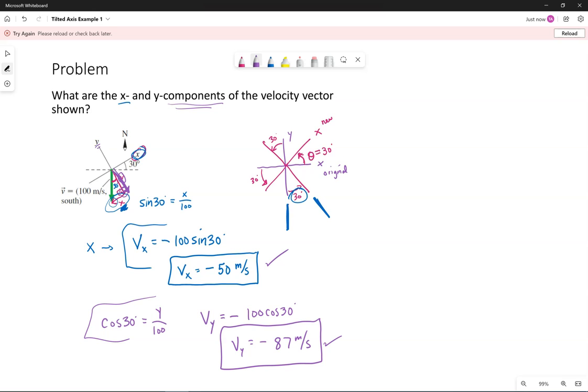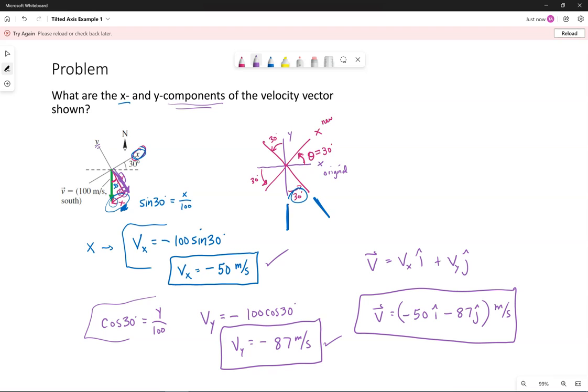So any type of vector, in this case it's a velocity vector, is going to potentially have an x component and y component. If we wanted to, we could say that this velocity is minus 50 i hat minus 87 j hat meters per second, specifically in the coordinate system given in the problem with this tilted axis.